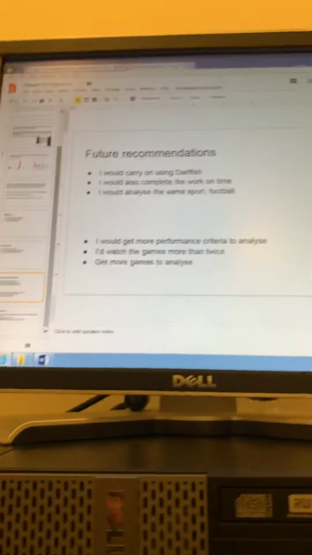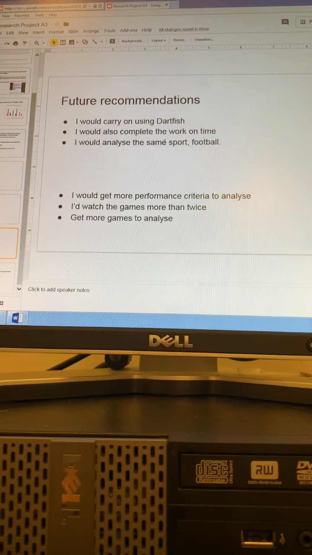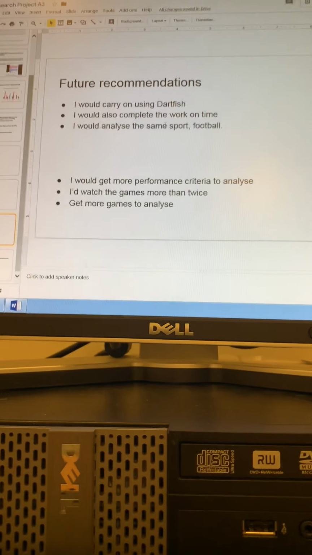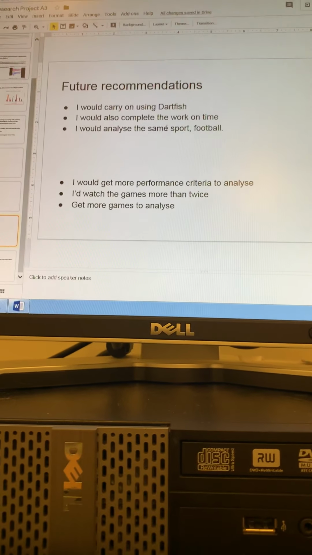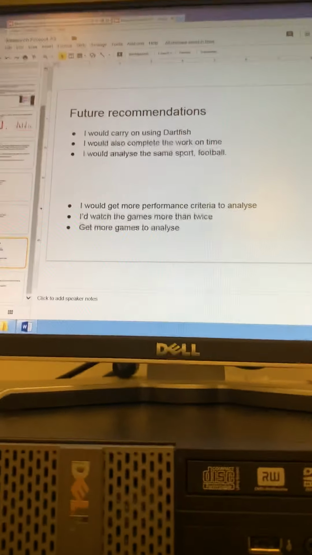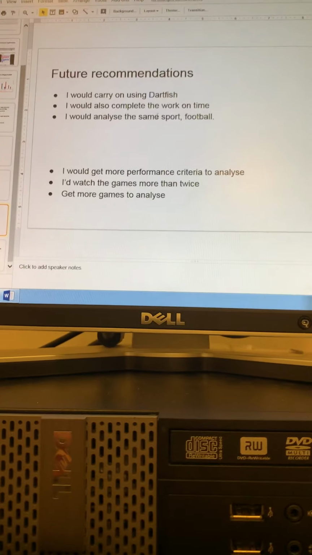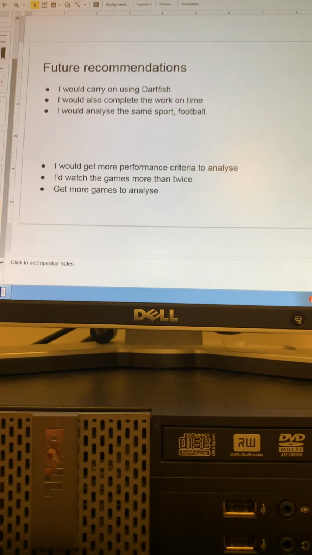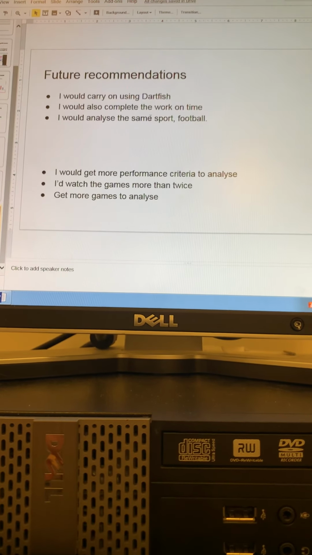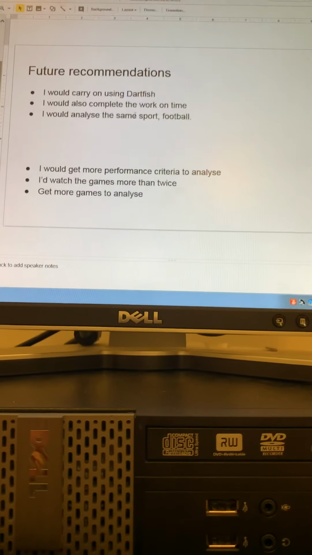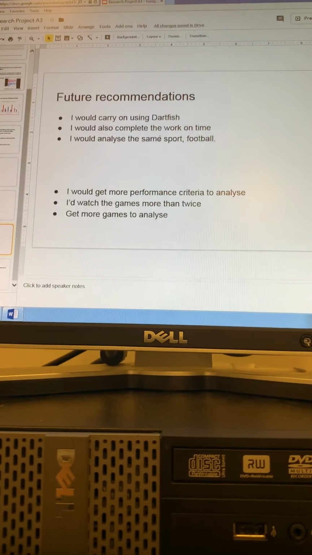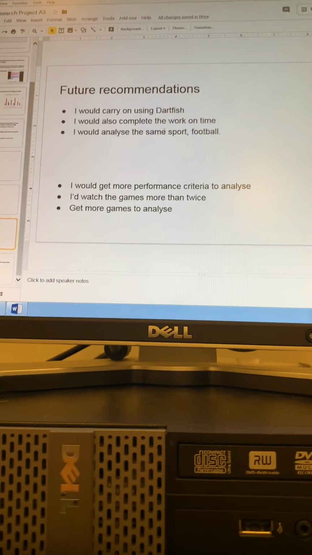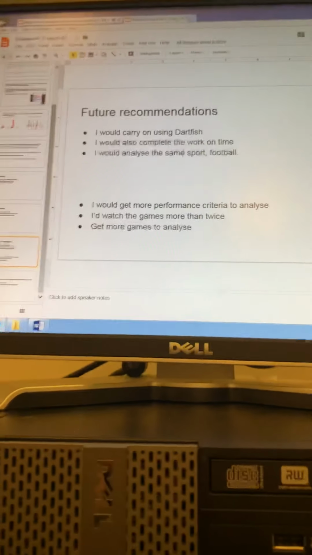The future recommendations for my project: I would carry on using Dartfish, because once I did get the grasp of things, it was a lot easier to record. Also, Dartfish allows you to just click create buttons, which allows you to do your project a lot quicker. Also, using Dartfish makes it more reliable because you can save it and you're not going to lose any work, and it's not going to slow you down, because if you were writing it down, you'd have to pause the game whilst you write down the thing instead of just clicking a simple button.